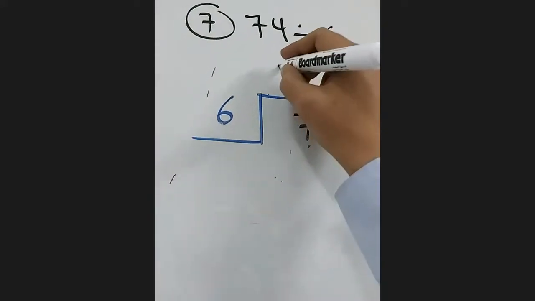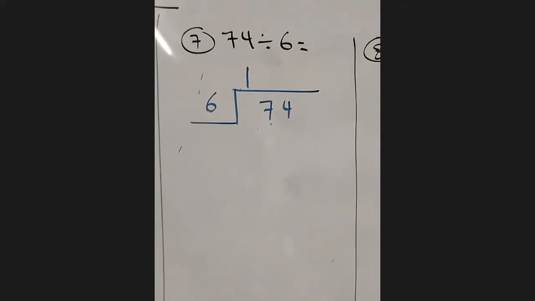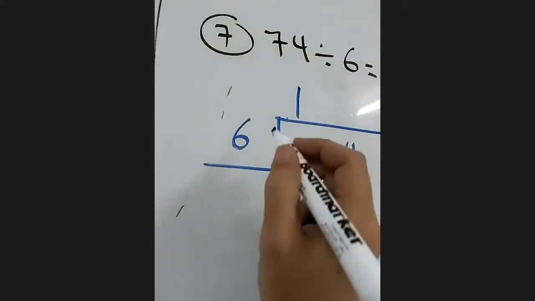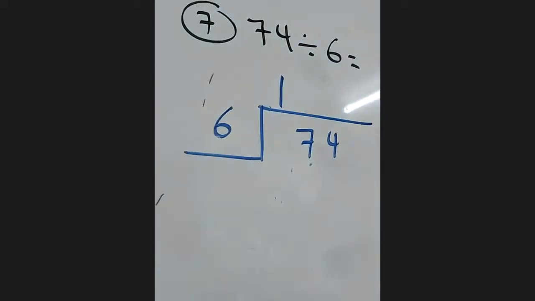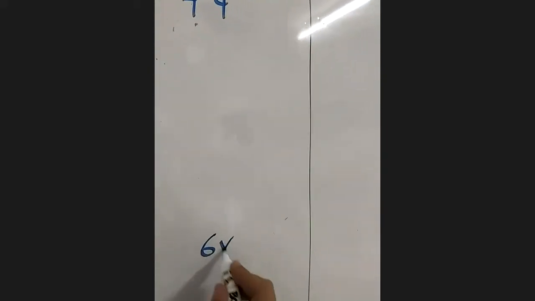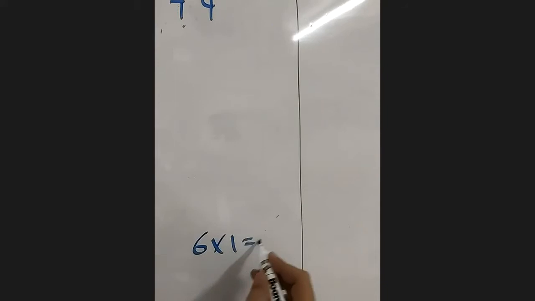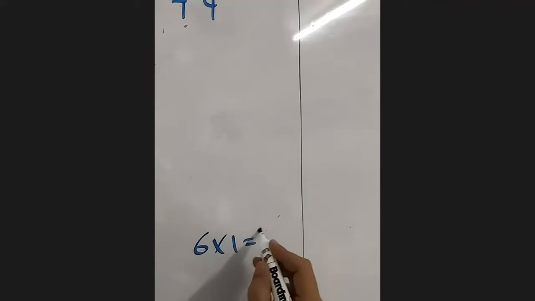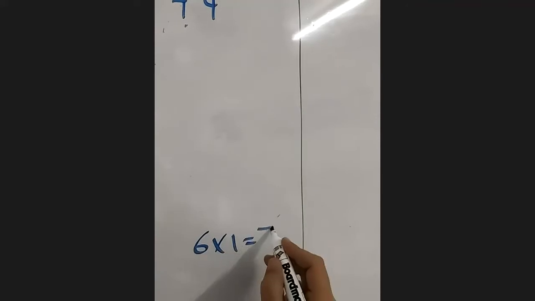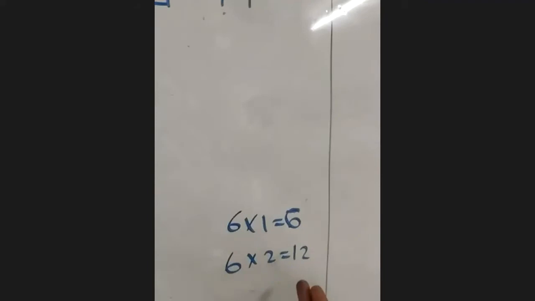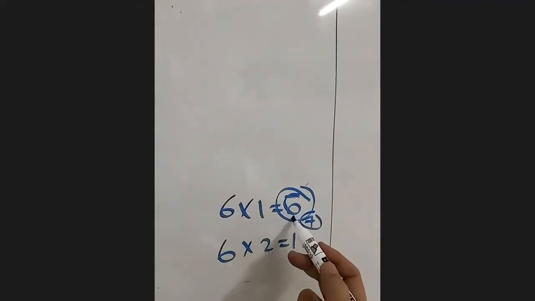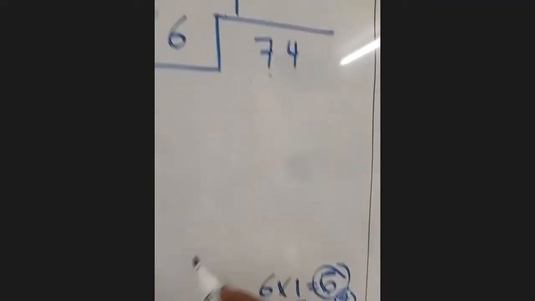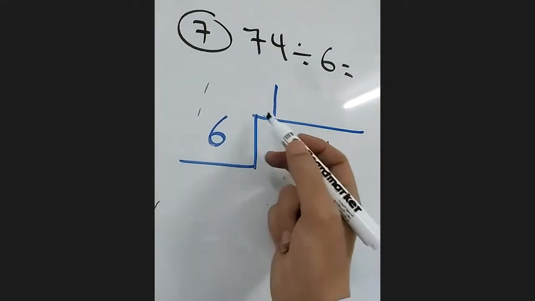You said 1, right? Why 1, guys? Because in the timetable of 6, 6 times 1 is 6. 6 times 2 is bigger than 7, not possible, okay? So how do we get the 6? From multiplying with 1. Hamza said 1. Now, what will I do, ya Hamza?